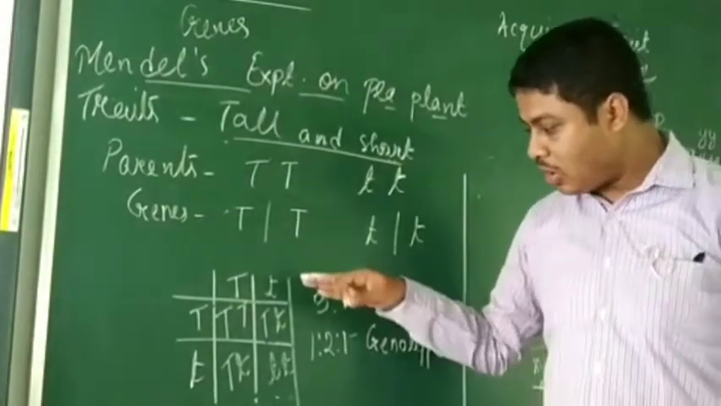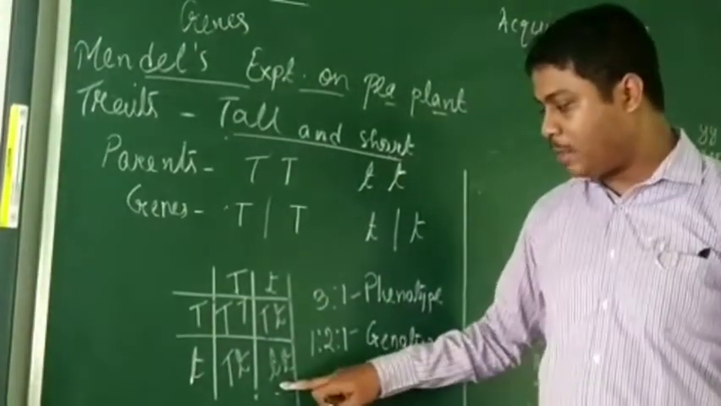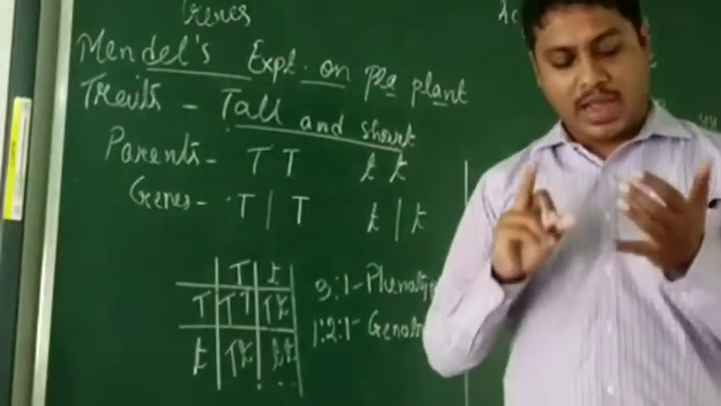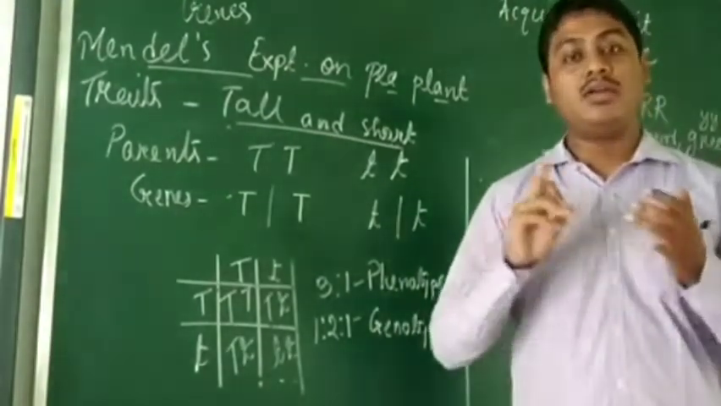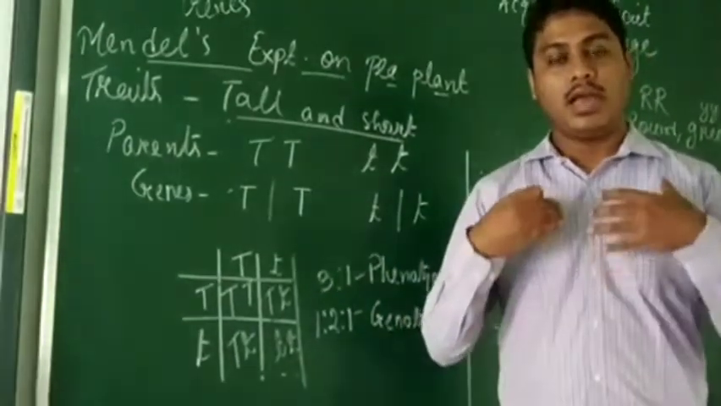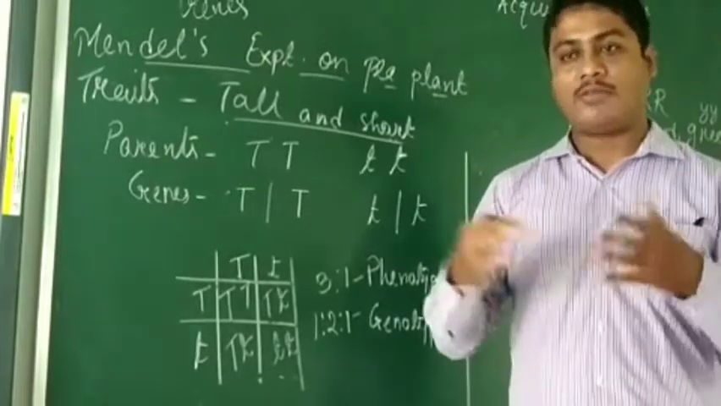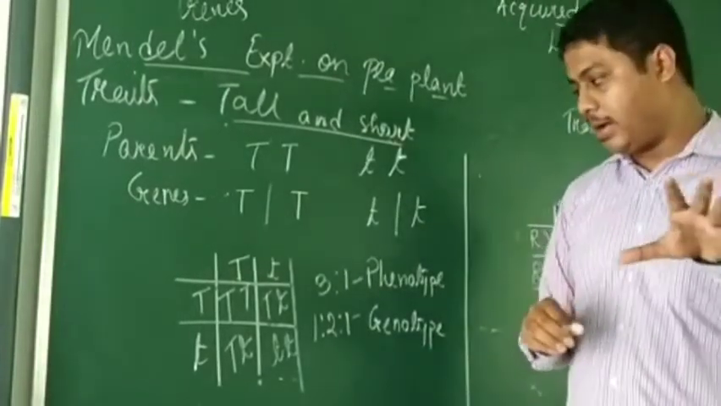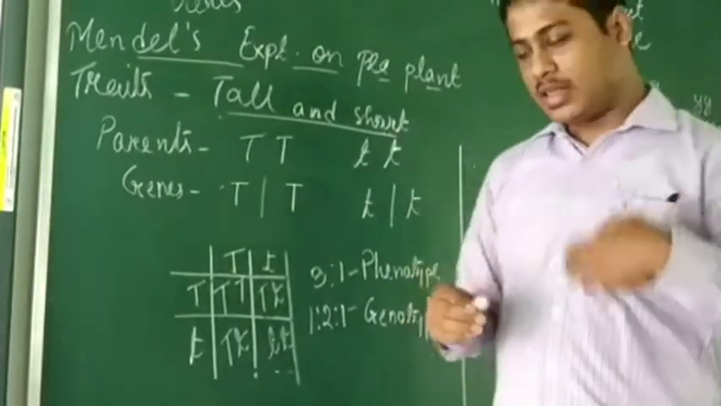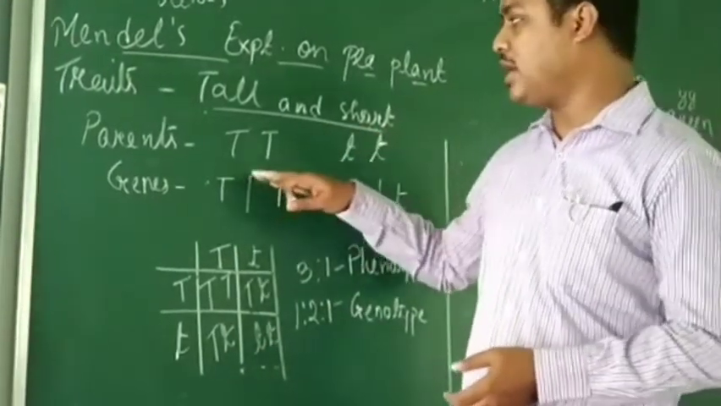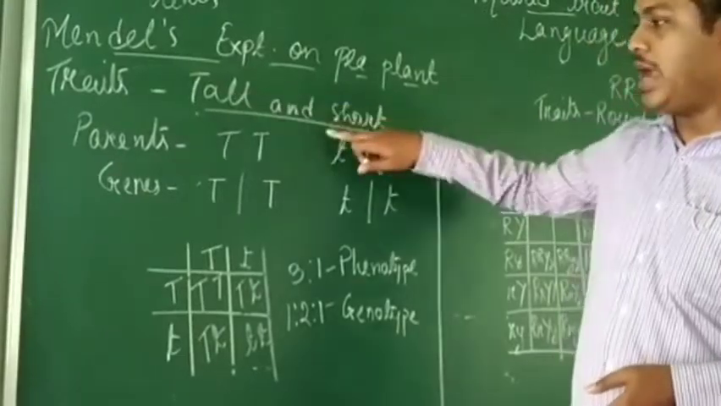Now, since there are a total of 3 tall plants and 1 short plant, the tall plants are called the dominant characteristic and the short plant is called the recessive characteristic. That means whichever number increases, whichever is more after the self-pollination, that is called the dominant, and which one is less is called the recessive. This was the first experiment which was done on a characteristic like tall and short.